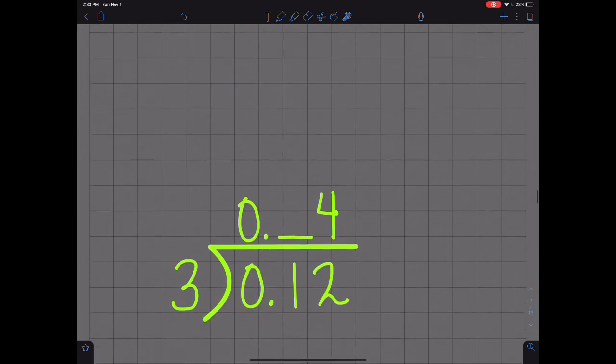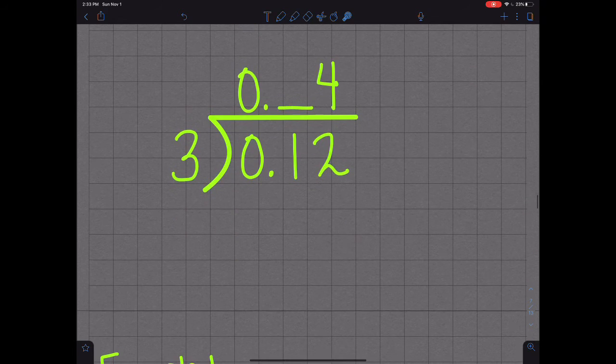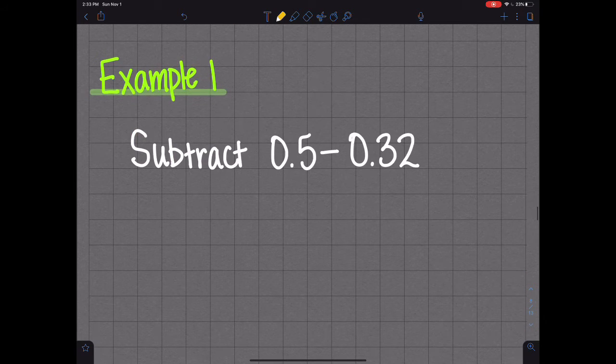Now, what about this one? Think of this as 12 divided by 3 is 4. But because of these two decimals, you have to add another 0 right here to have that be the correct answer. So here's how we're going to do these problems. We're going to go through them again.